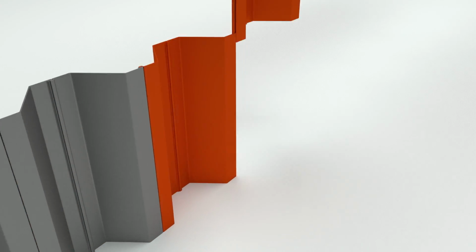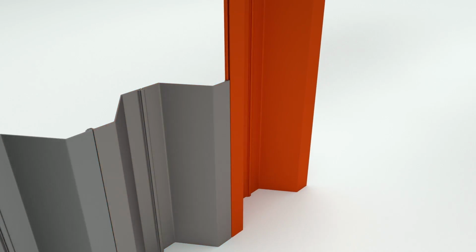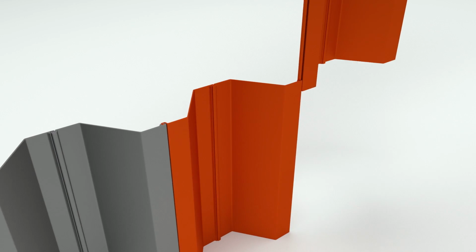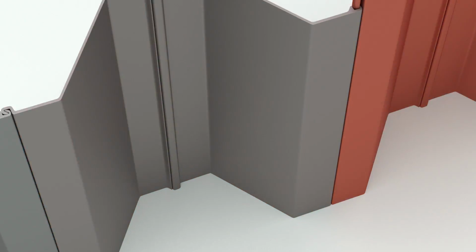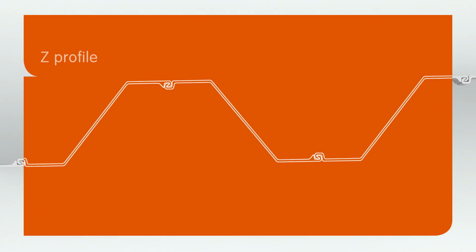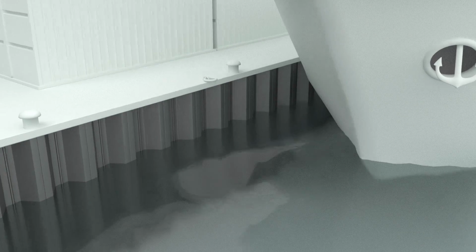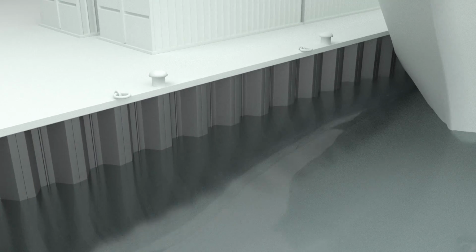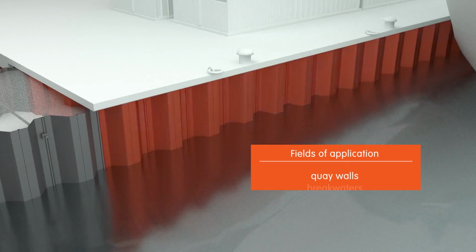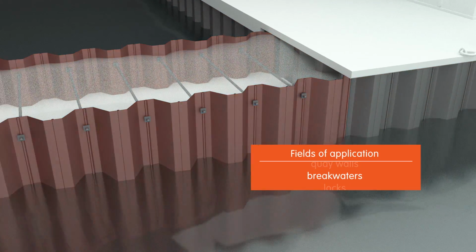ArcelorMittal's Z-type sheet piling series is especially suitable for building reliable structures in a quick and cost-efficient manner. The optimized geometry of the Z-profile leads to superior section properties compared to other types. Steel sheet piles are used worldwide for the construction of quay walls and breakwaters in harbors.